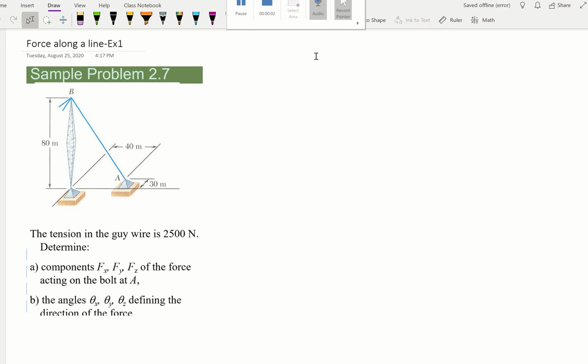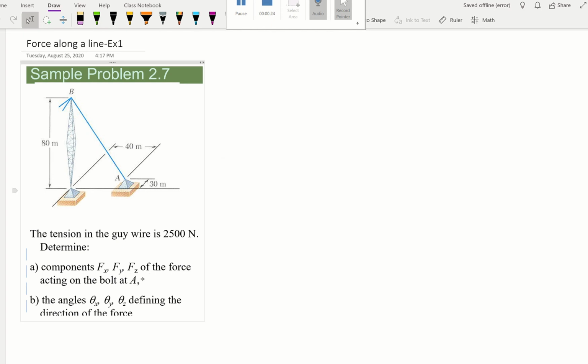Hi, in this video we're going to look at an example of force along a line. So here is a tower and they have a guide wire connecting from A to B. They said tension is 2500 Newton. Then they said find components Fx, Fy, Fz of the force acting on the bolt A.